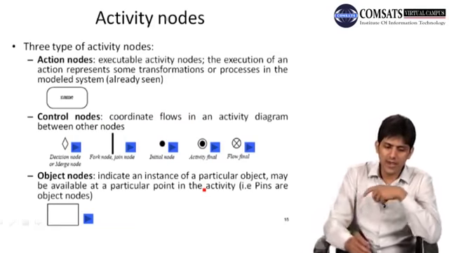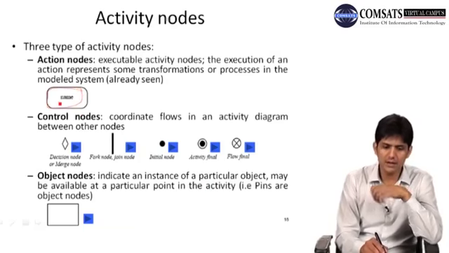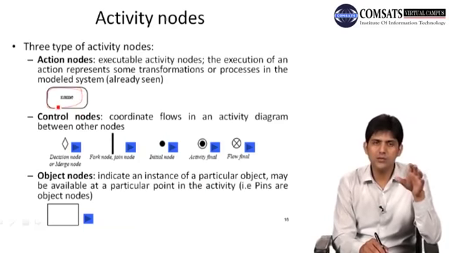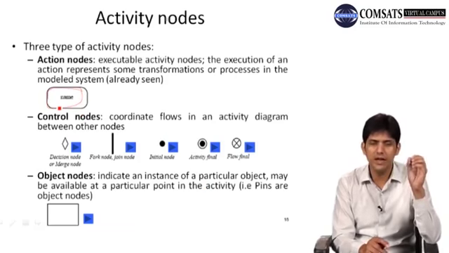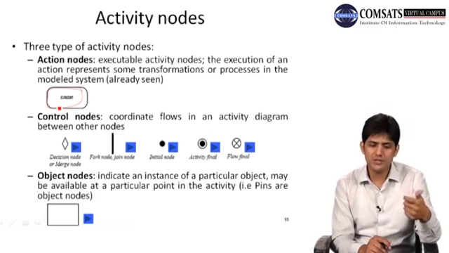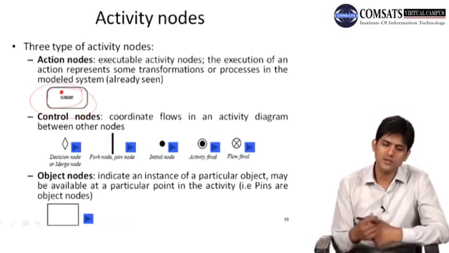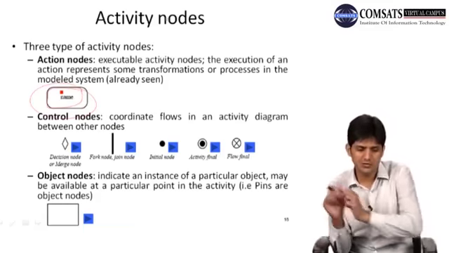Okay, so there are 3 different kinds of nodes in an activity diagram. The first one we call action nodes. Okay, and we represent them by this rounded rectangle. What do we mean by action nodes? They are executable activity nodes. The execution of an action represents some transformation or process in the modeled system. Okay, so basically these are the ones which would process some input and then produce some output.